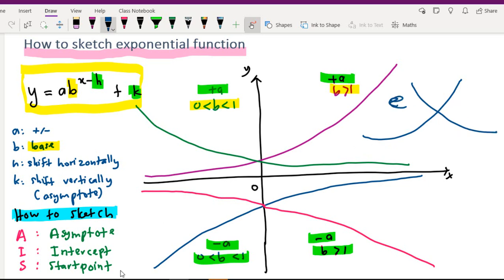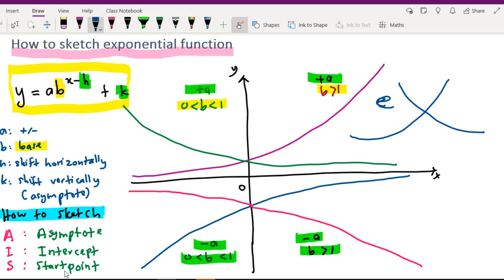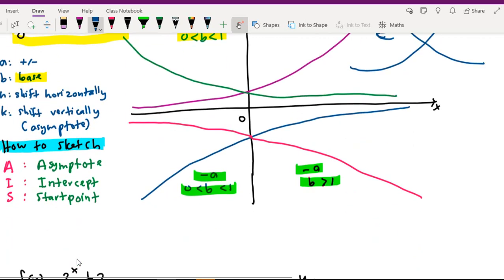So how to sketch a graph? I use the acronym AIS. A refers to asymptote. I is the intercept point, whether on the x or y axis. S is the starting point. Where to start the graph? The first point. So let's look at the example.